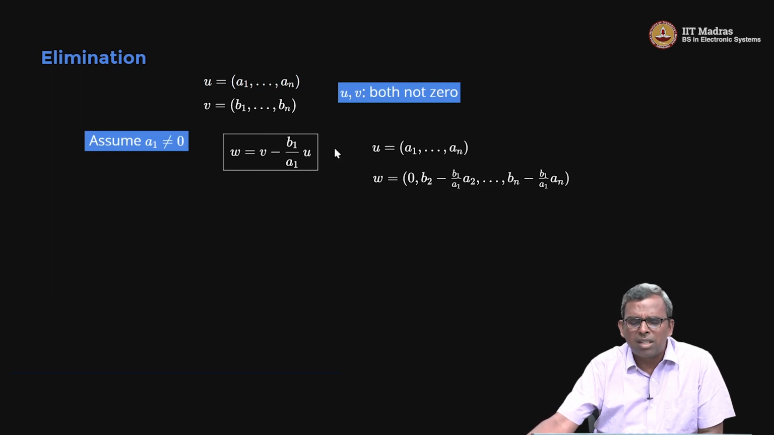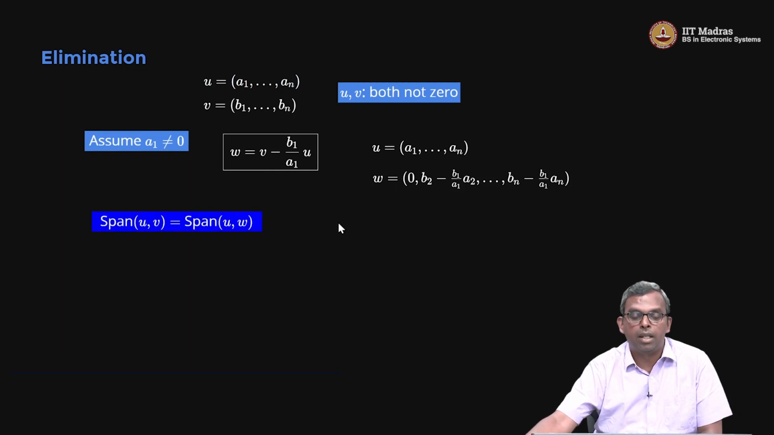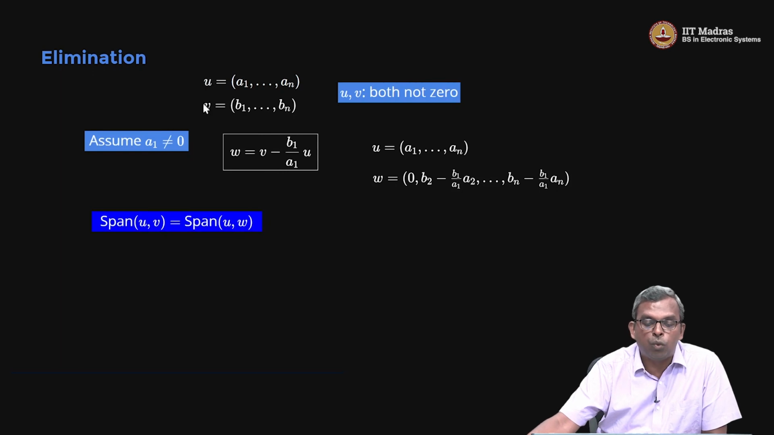Okay. Now, what is the big deal in elimination? What have I done in elimination? Notice elimination is nothing but a linear combination of v and u, right? W is actually a linear combination of v and u. And this v has a coefficient of 1 and this has a coefficient of something which is b1 by a1. Okay. So it turns out, interestingly, even after elimination, the span remains the same. The original span that you had, span of uv, is the same as the span of uw.